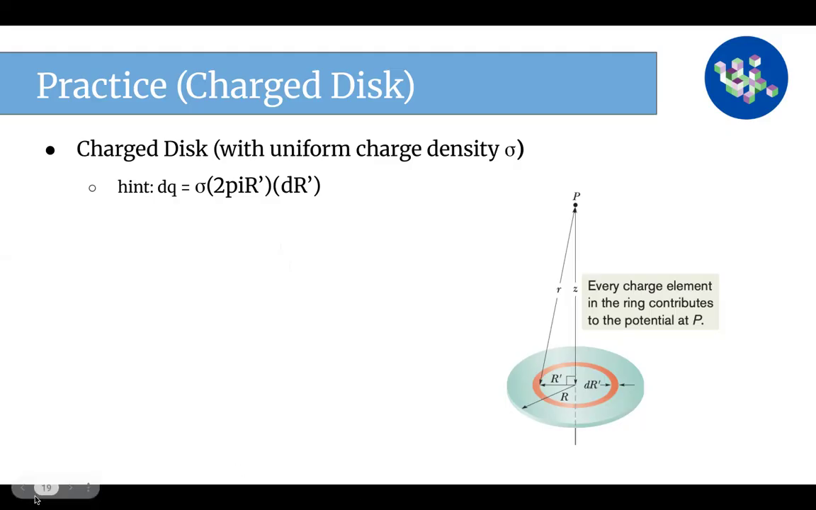And if you're stuck, remember that if potential is zero at infinity, then if I have a charge anywhere on the disk, the potential due to that charge would just be k times the amount of that charge divided by the distance to P. So that'll be the overall idea. We'll give you a few more minutes and let us know about your progress.